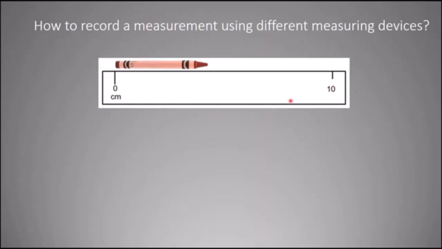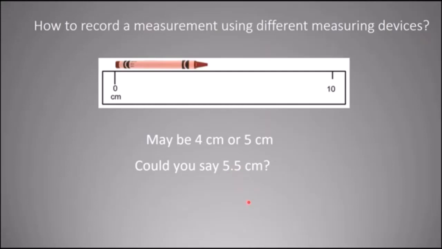So when you record the length of this crayon, you will estimate it to the ones place. And the length of the crayon is longer than 0 centimeters, but less than 10 centimeters. So an appropriate reading for this crayon would be either 4 or 5 centimeters. Could you say that the length of this crayon can be 5.5 centimeters? And the answer is no, because the tenths place is not within the ability of this ruler.